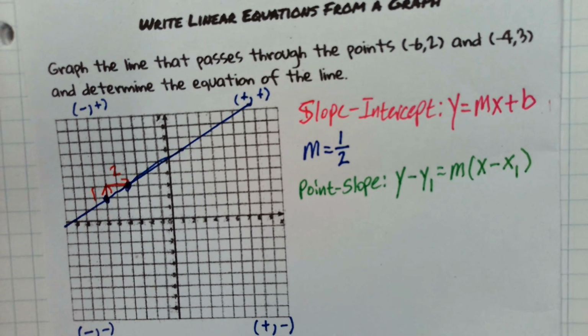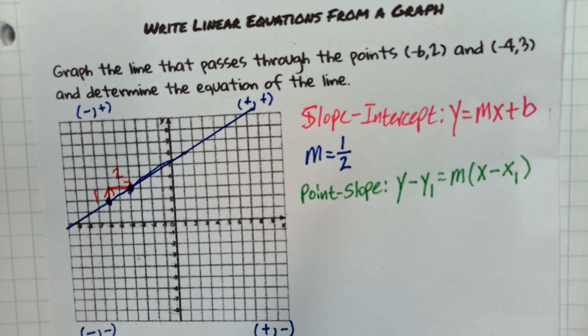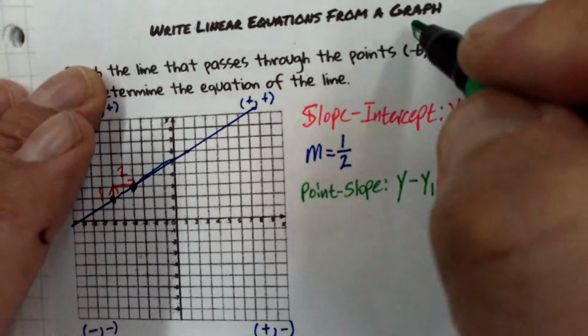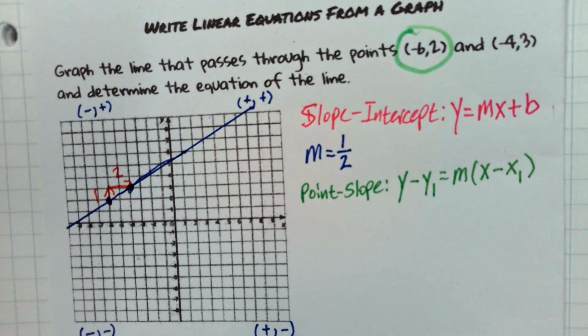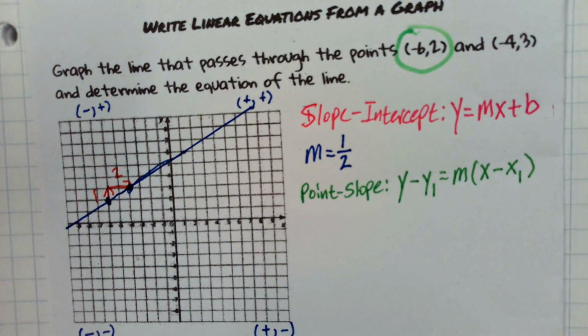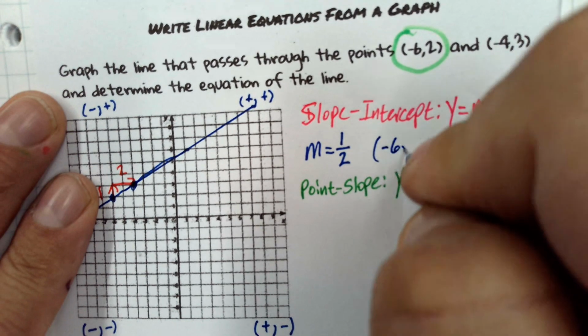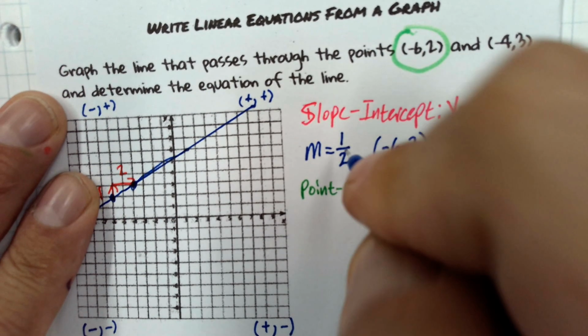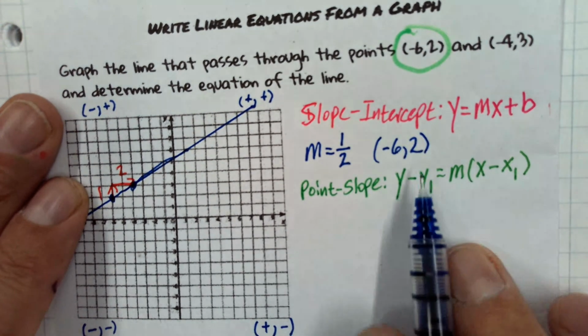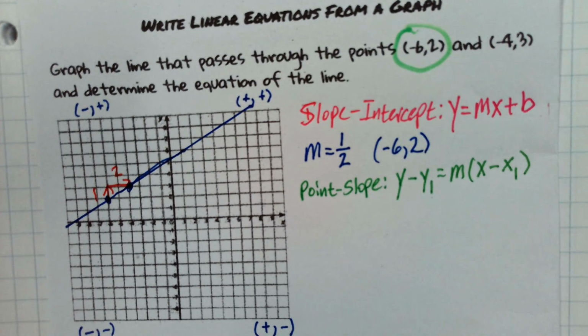Now, what we need is points, or a point. I actually know two points, right? I know negative 6, 2, and negative 4, 3. I'm just going to take one of them. I'm going to take that first one, negative 6, 2. So I'm going to use these two pieces of information. The slope I got from rise over run, and the point, negative 6, 2. Okay?